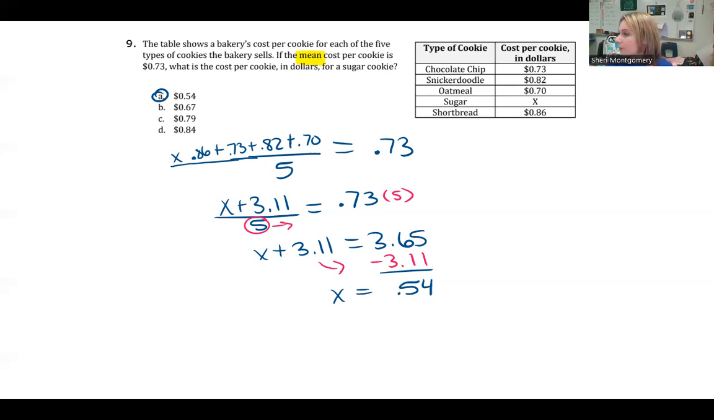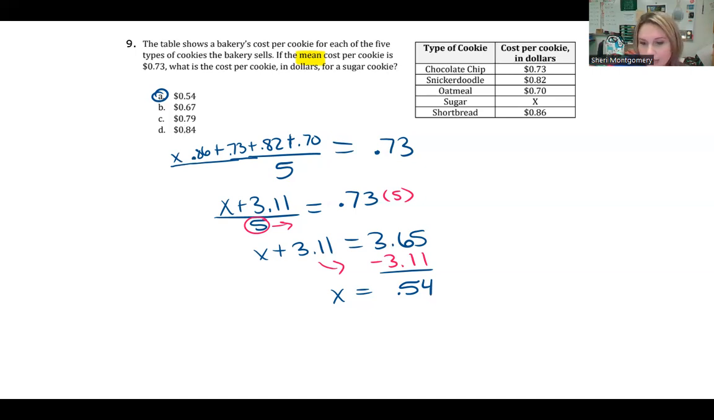Does anybody know another way we could have done this? Oh, yeah. You put them on like low and high, and then you put the middle one as... I don't know how to explain, but I know how to do it. We could have also plugged these answers in for X, and then divided by 5 to see which one gave us 73 cents. Is that what you got too? Good. Yes. All right.